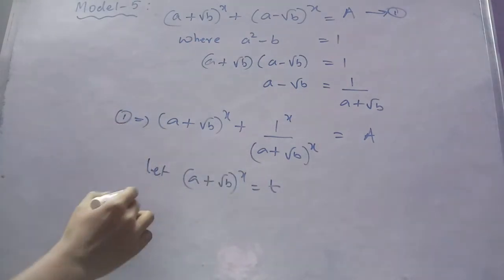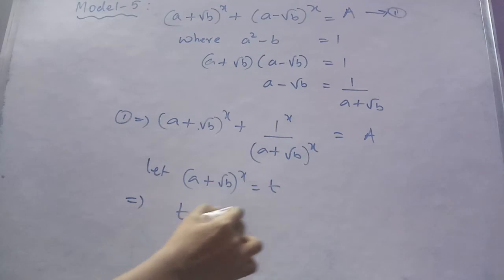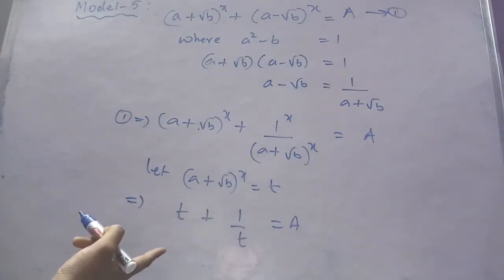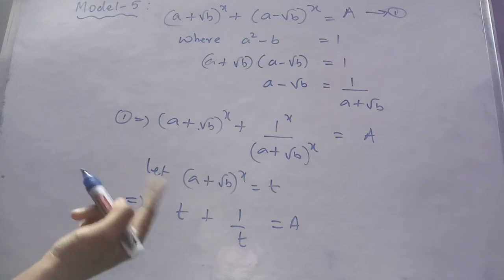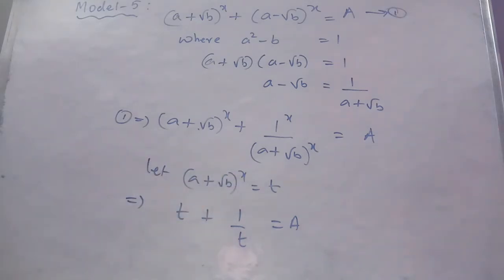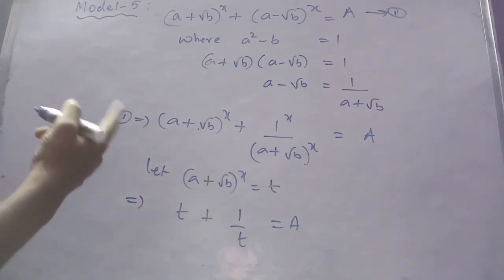Then what happens to this equation? It becomes t + 1/t = a. So this again can be converted into a quadratic equation, and then we can find the value of t, and using those values we can find the values of x. So to understand this model, let us get into the example.